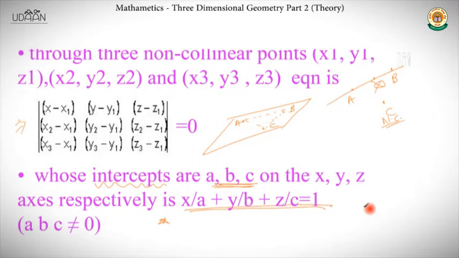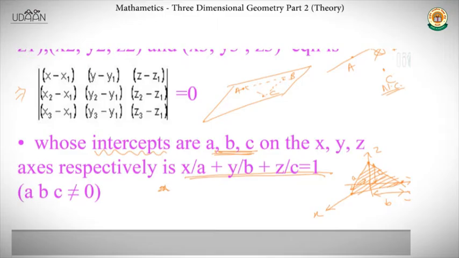Here we need to draw the figure. Let's say these are our axes, x, y and z. So the A intercept would be like this, the B intercept would be like this, point B is here, and the C intercept would be like this. So these are the cuttings of a plane. This is the plane required.